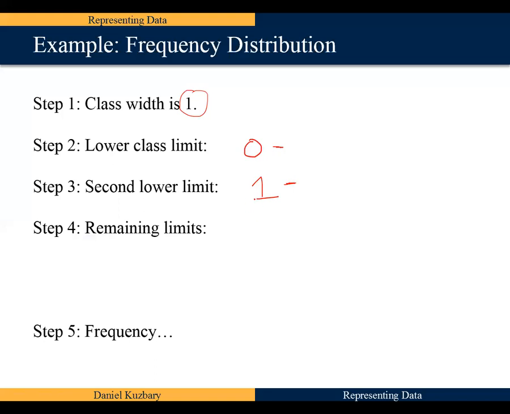I don't know what's going on with this little circle thing, guys. And then I'll fill in the remaining limits. So you see, we have a class width of 1 now because 1 minus 0 is 1. And then they all need to be the same size. So the next lower limit needs to give this a width of 1. So 2 minus 1 is 1. That's really nice. So I'm just going to fill this out now. So these are my lower limits.